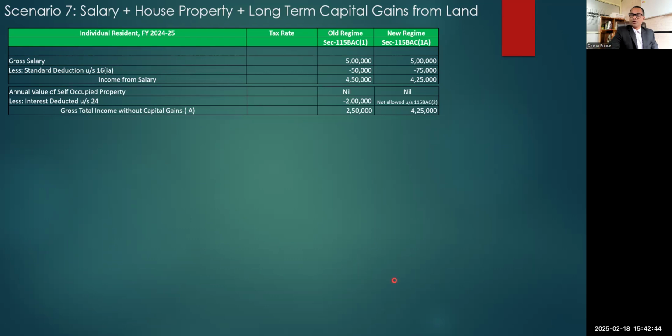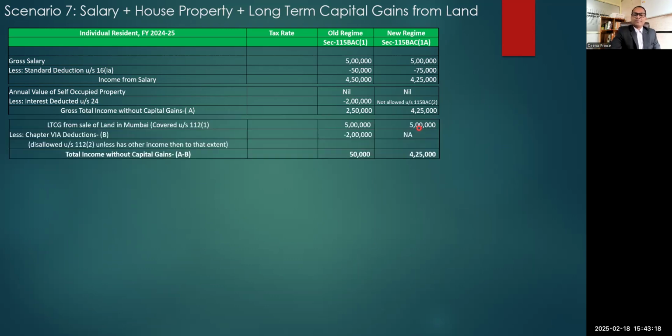In case of new regime, it is not deducted because in the new regime, section 115BAC subsection 2 specifically provides that the interest under section 24 for loan from house property will not be allowed. So like chapter 6A deduction, this interest is also not allowed in case of new regime. That's the reason why we have not considered it here. So gross total income without capital gain is now 2,50,000 and 4,25,000. Now comes capital gains. You have 5 lakh of capital gains.